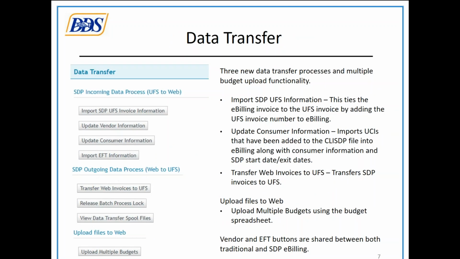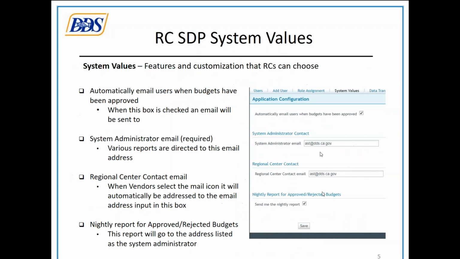Kimberly, it's Isabel at North Bay. Can you go back one screen, please, on the very first box, automatically email users when budgets have been approved? Is that whoever created the budget? And is that the email that is associated to their login? Should be the person who created the budget. Okay, thank you. Use the profile.